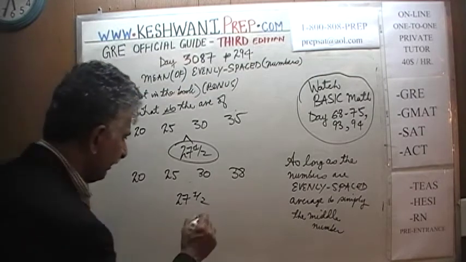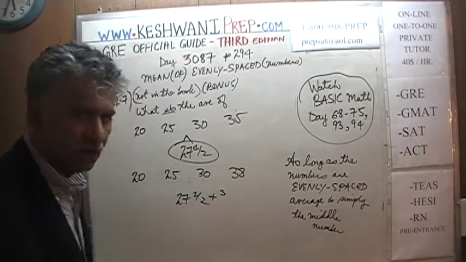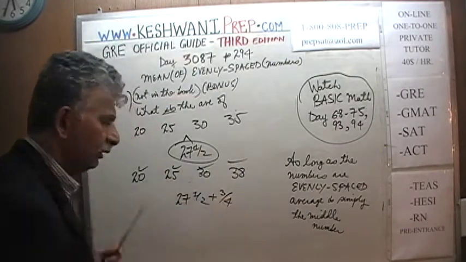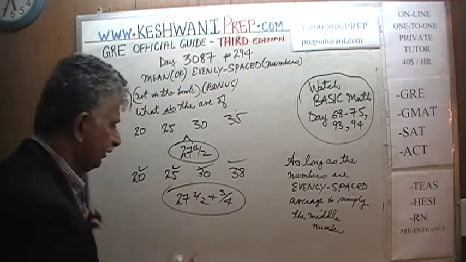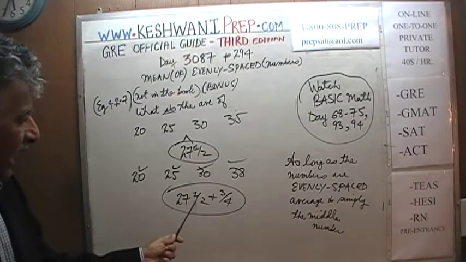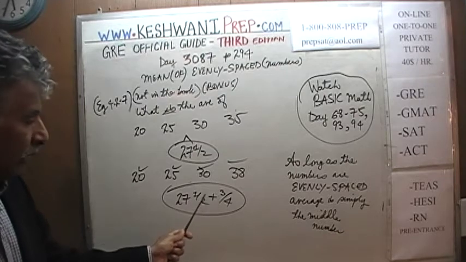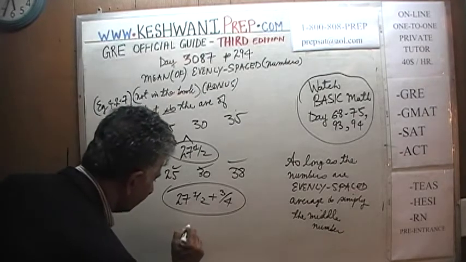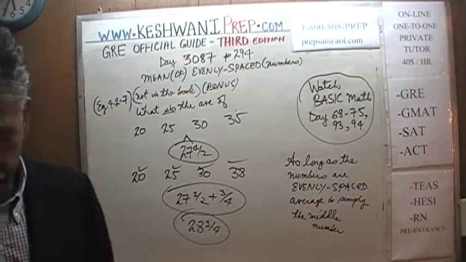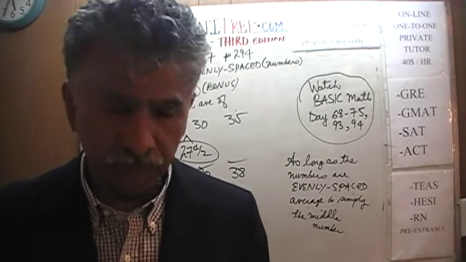Well, take the 3 extra dollars that we have, and divide it evenly among the 4 people. There's your new average. The new average is 27 and a half plus 3/4. Half and 3/4 is 1 1/4. 1 1/4 plus 27, so the new average is going to be 28 1/4. Voila. That's all there is. Let's do one more.